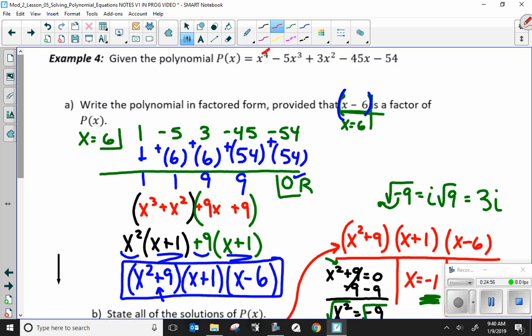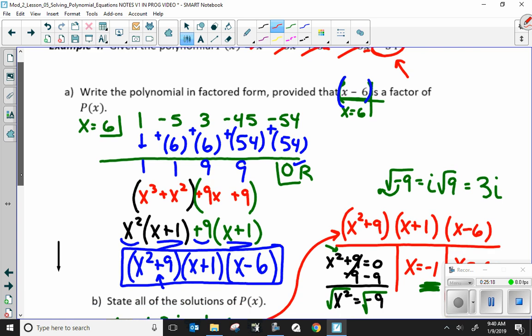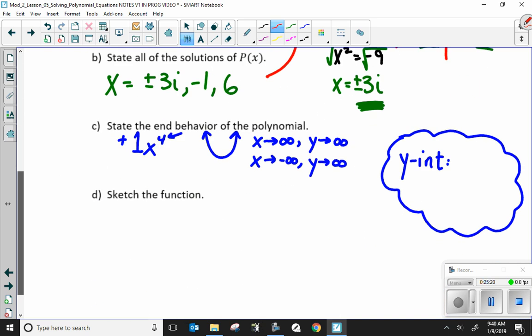If I make this a 0, it goes bye-bye. If I make this a 0, bye-bye. This a 0, bye-bye. This is 0, bye. I just end up with this. It's negative 54. So when they ask you for the y-intercept, it is your term without an x, your constant, so to speak, negative 54. So it's at y equals negative 54.